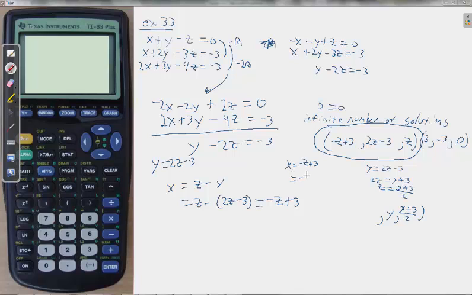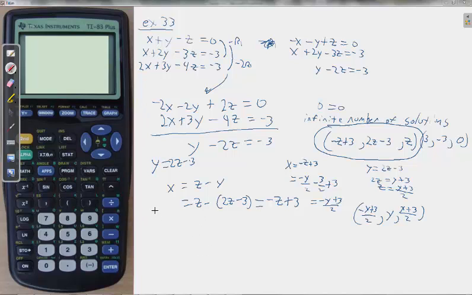So negative times y plus 3, so negative y over 2 minus 3 over 2 plus 3 would be negative y. Well, negative 3 over 2 plus 3 would be 3 over 2. Negative y plus 3 over 2. So negative y plus 3 over 2.